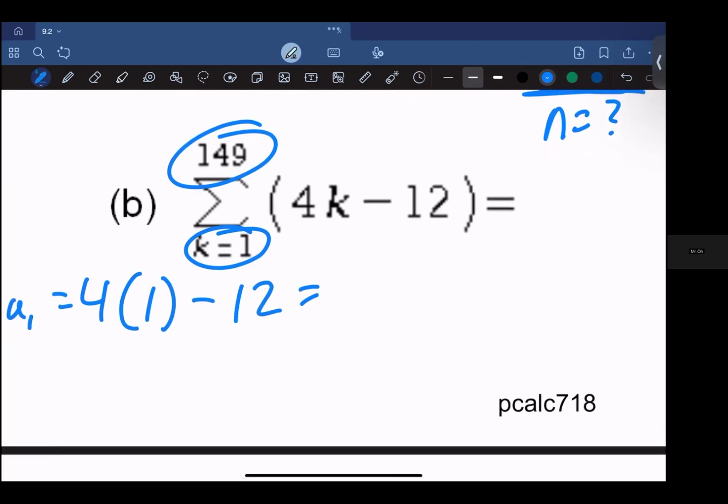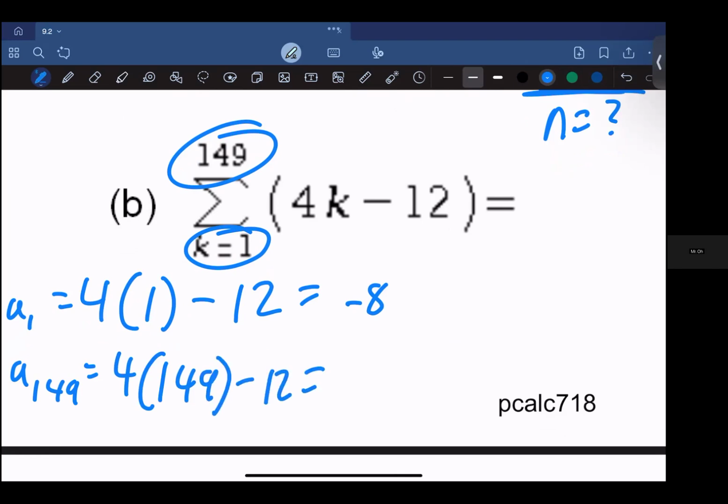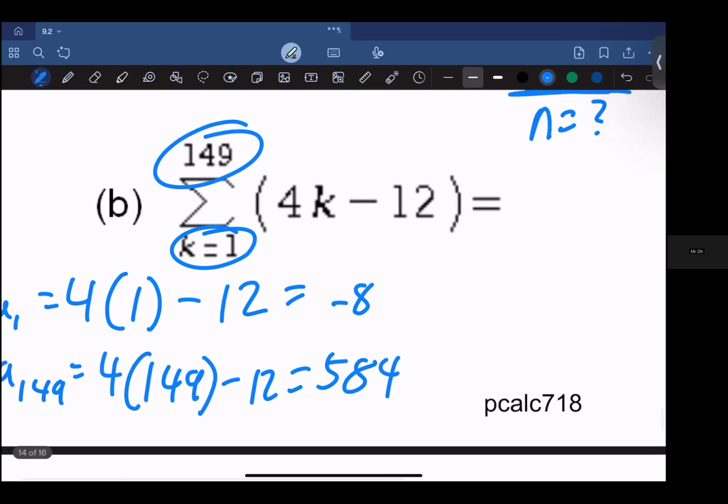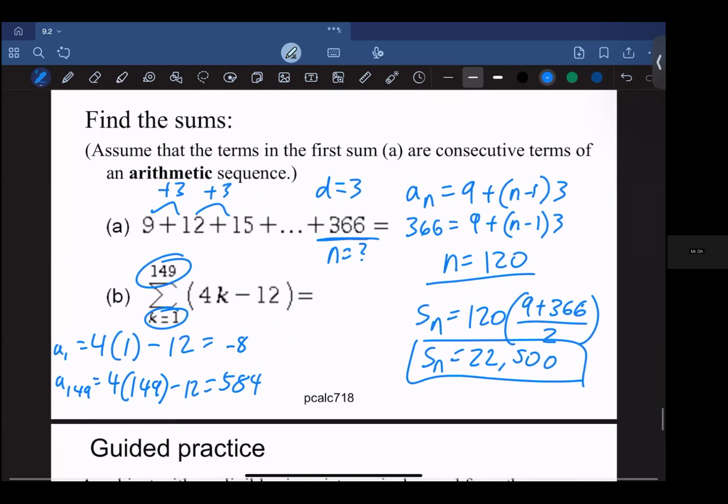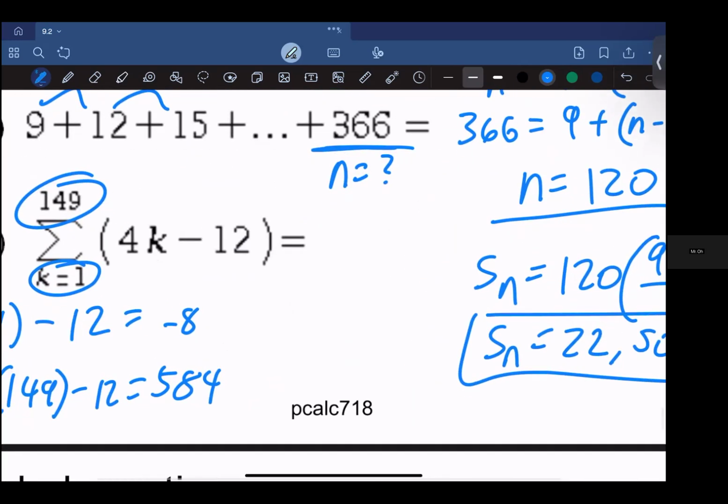What are we going to get? We're going to get -8. And then for 149, a huge number, 4 times 149 minus 12 is going to be 584. Cool. We are a little bit out of space, but let me just zoom in.